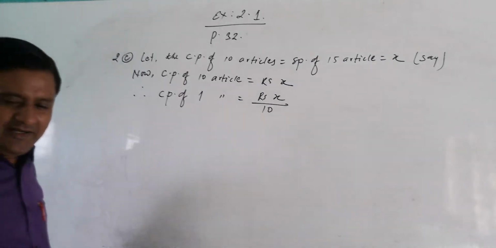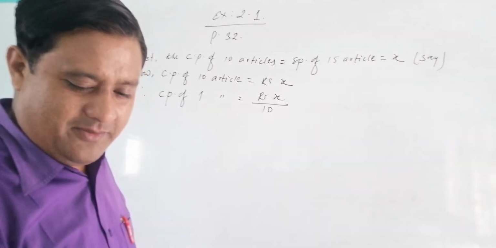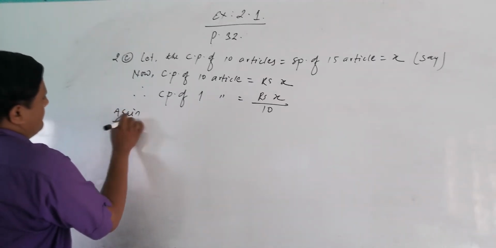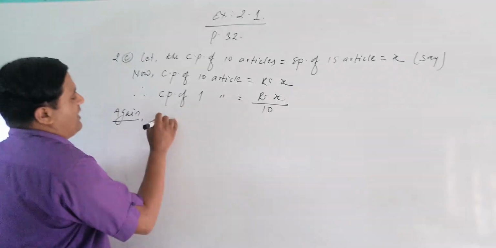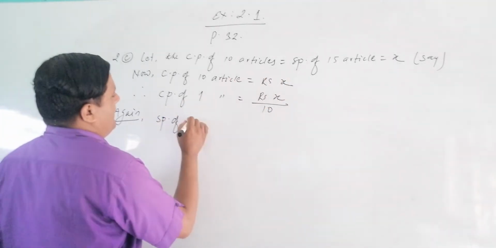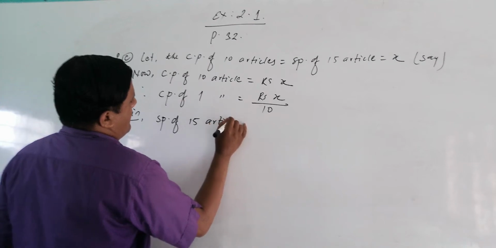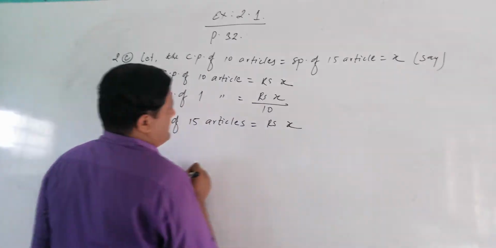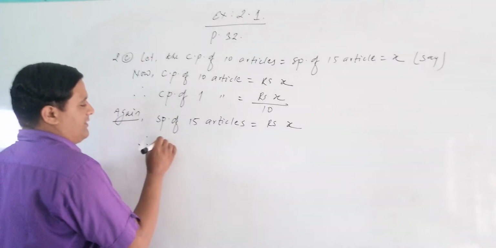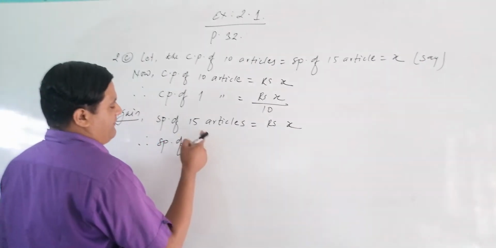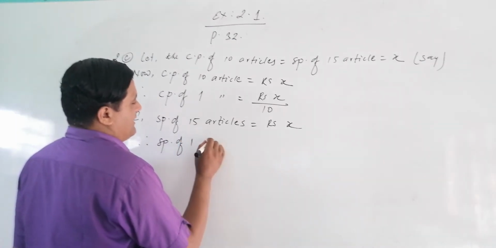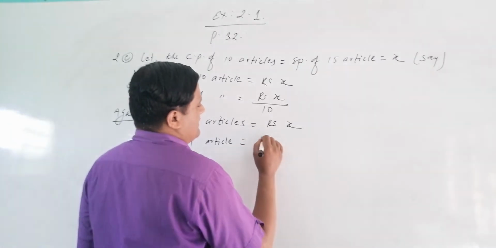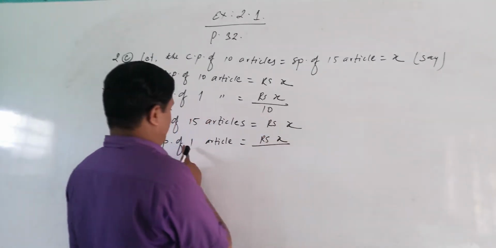And next thing, once again we have to do another. Again, SP of 15 articles equals rupees X is given. Therefore, same process, SP of 1 article equals rupees X by, what is given here?